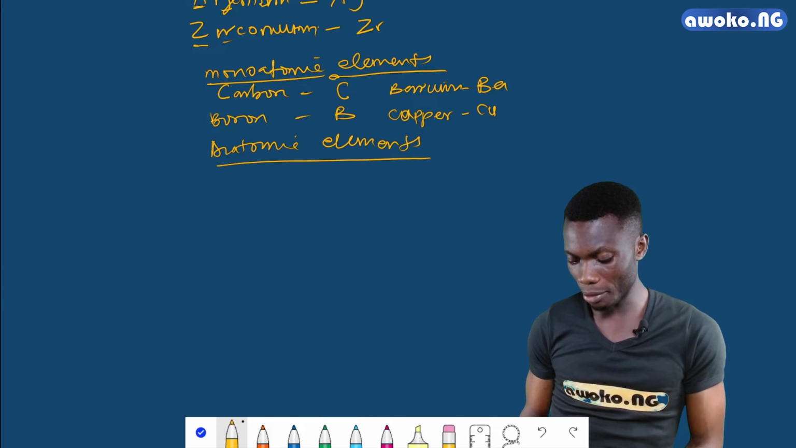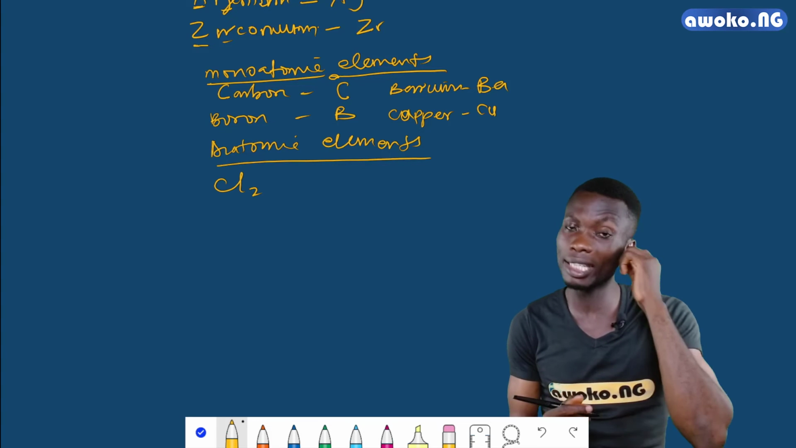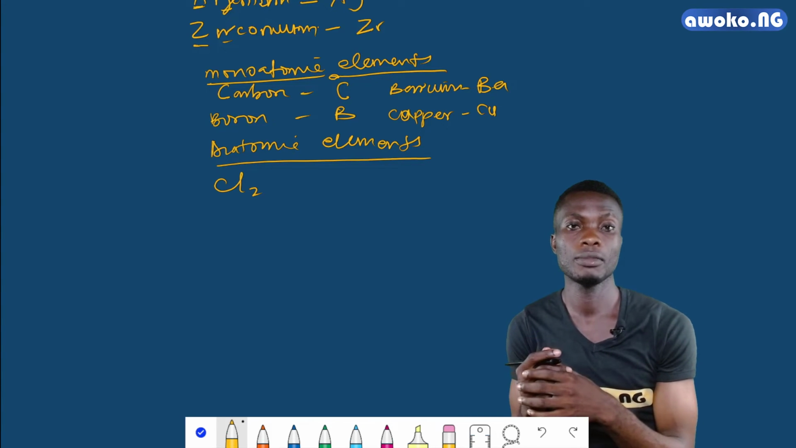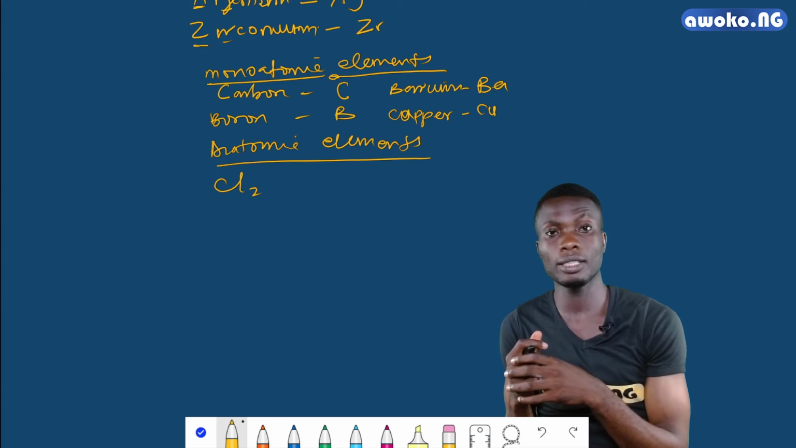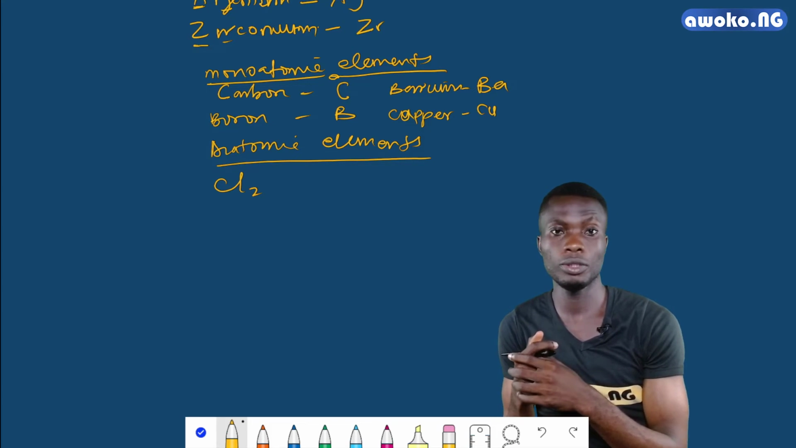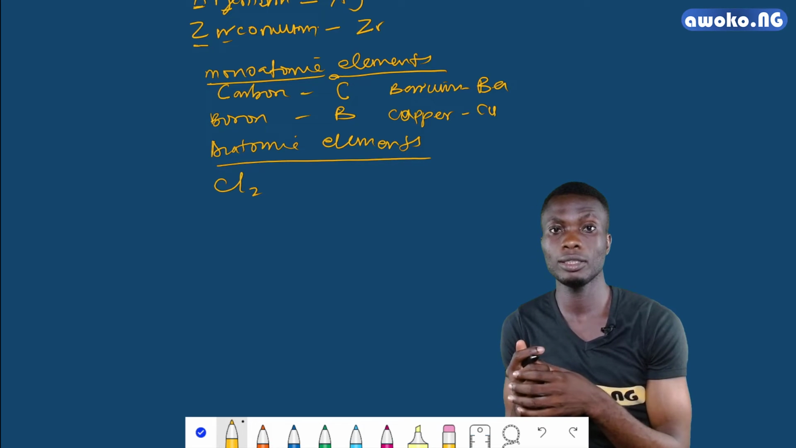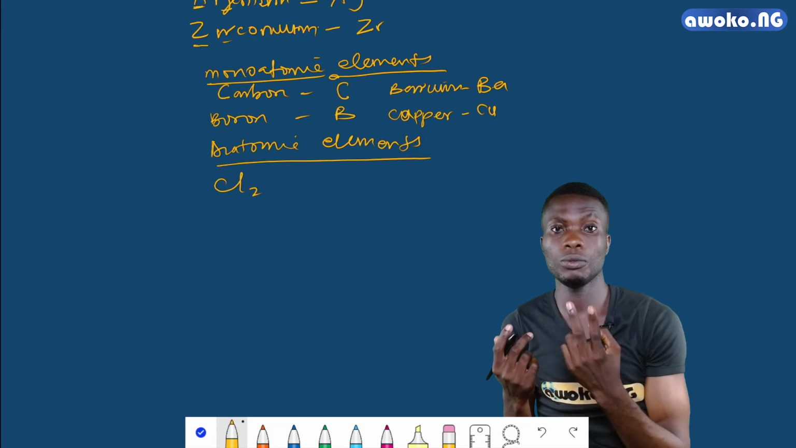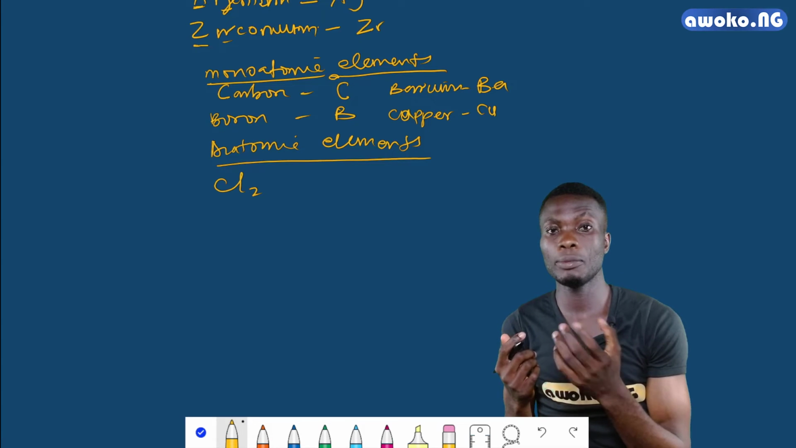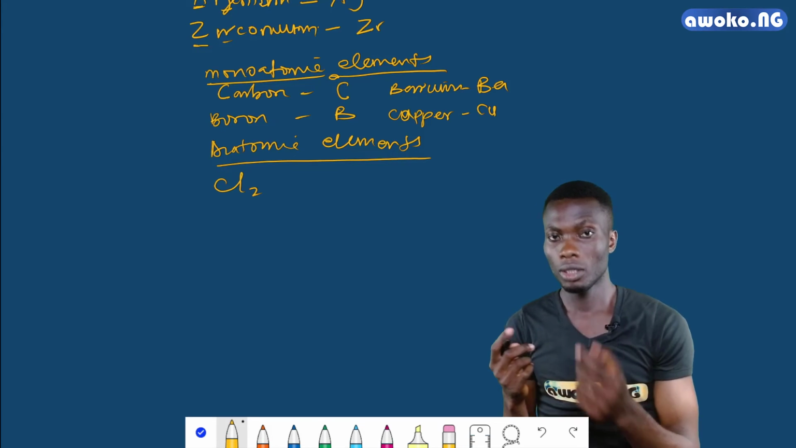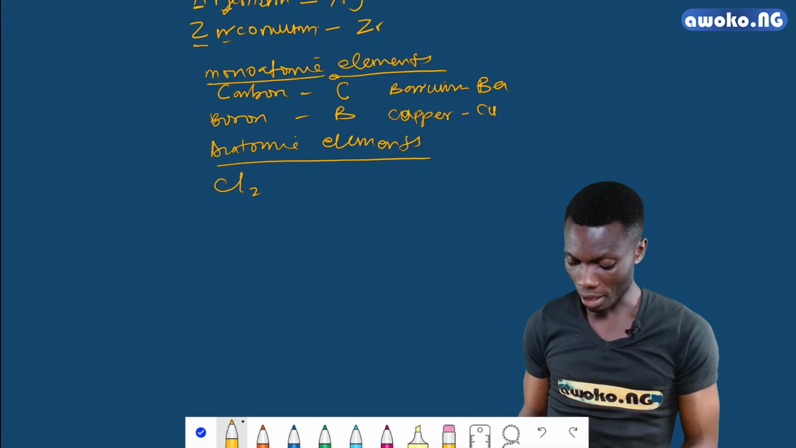Now, diatomic elements, you have basically the gases. Yeah, the gases actually basically exist as diatomic elements. So you see most of the elements I'm going to be naming here are mostly gases. So they exist in twos. So you always see them having a subscript 2. So we have chlorine, that's chlorine.